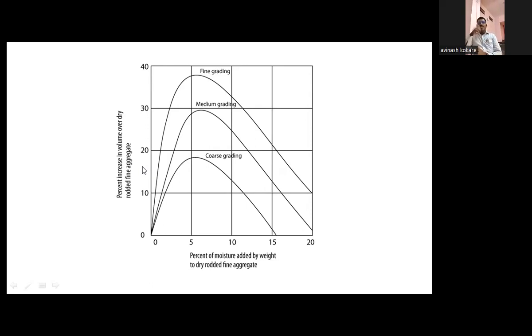So for the bulking of sand, why do we have to measure how much percentage of moisture is present, and due to that percentage of moisture how much increase in the volume? We should know that so that while we are doing the mix design, at that time we can take care of the bulking of sand.